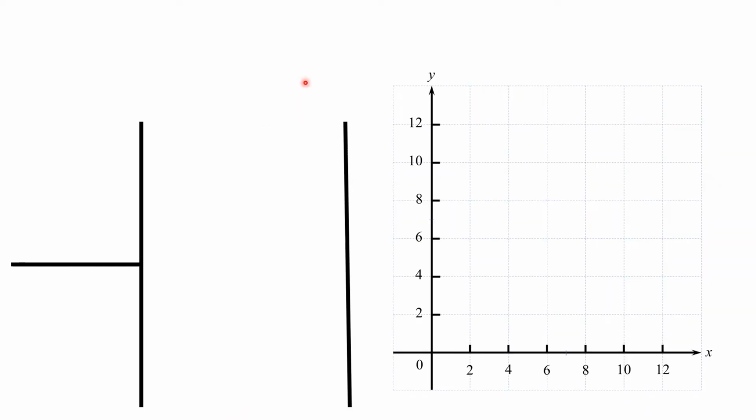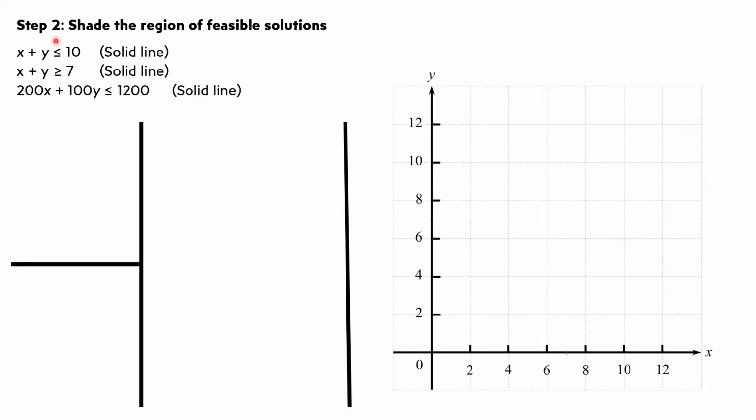Now let's look at the second step. Step 2, shade the region of feasible solutions. So you can see this is our system of inequalities. X plus y is less than or equal to 10, so we're going to use a solid line. X plus y is greater than or equal to 7, also a solid line. And finally, 200x plus 100y is less than or equal to 1200, so also a solid line.